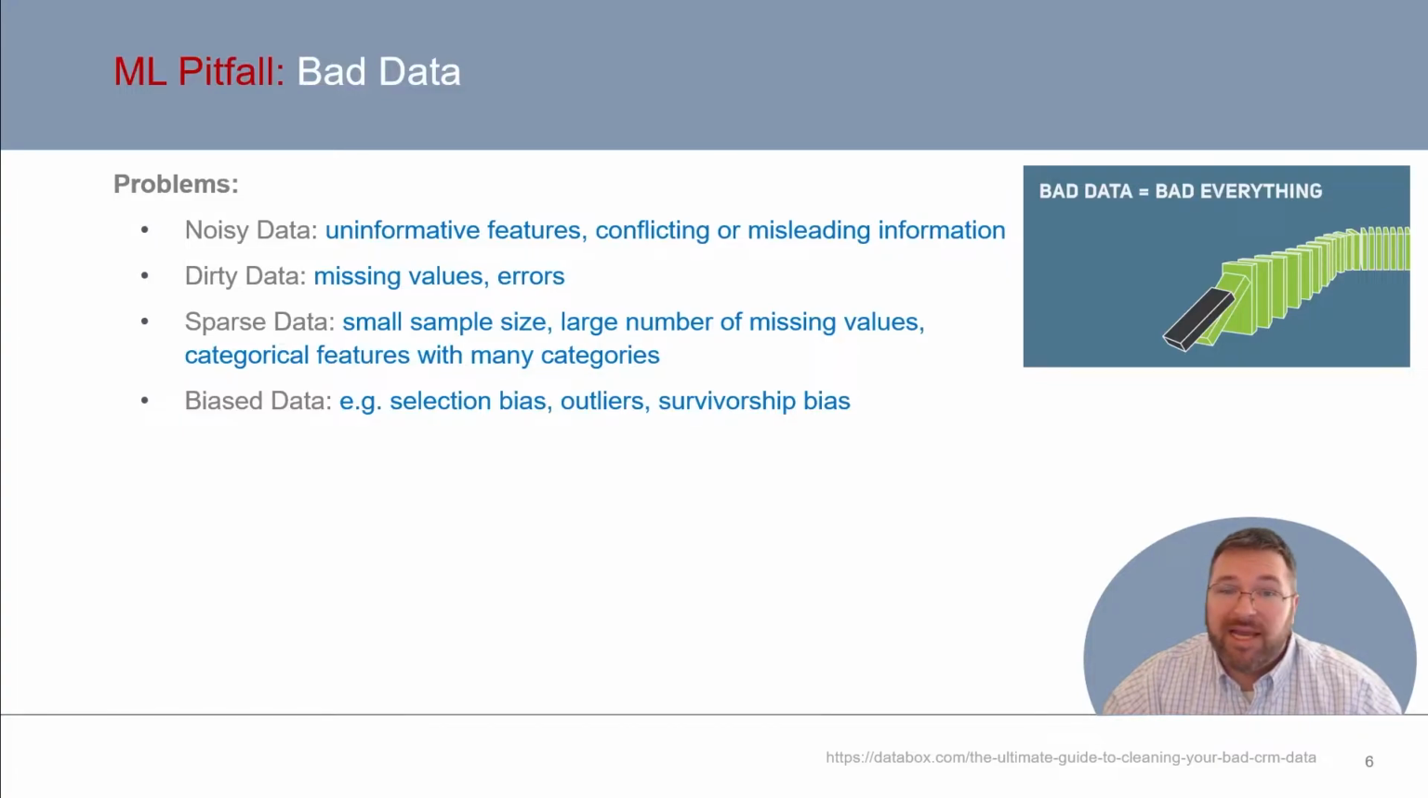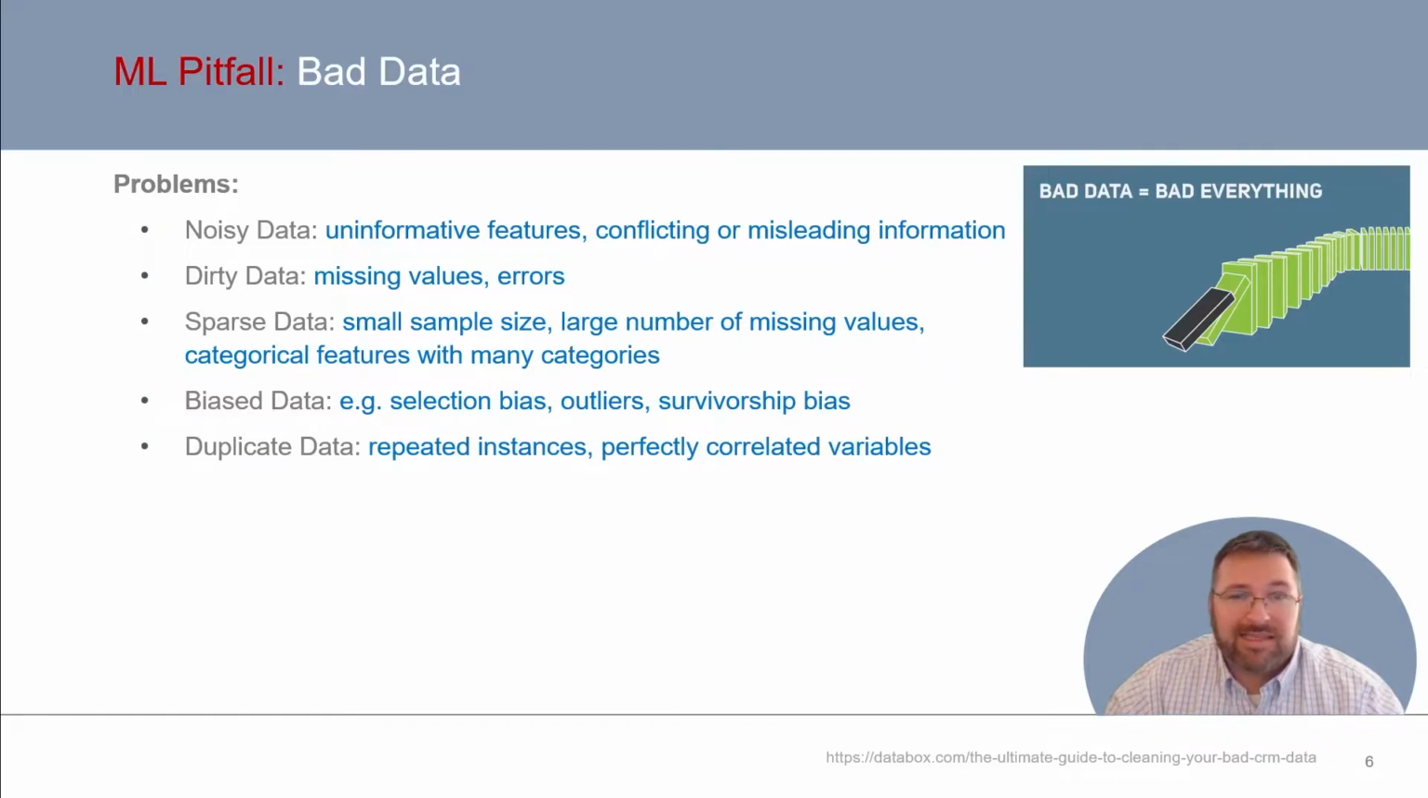In other words, only patients that were still alive were available to have their data collected. And lastly, duplicate data, where instances may have been repeated by accident in the dataset, or features may exist in the dataset that are perfectly or highly correlated with one another.